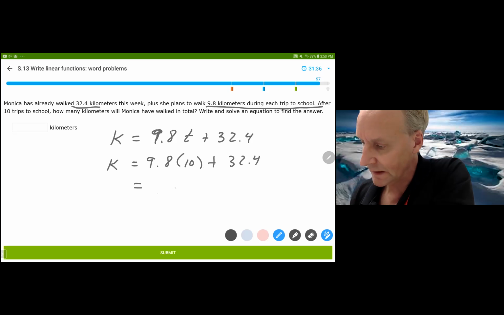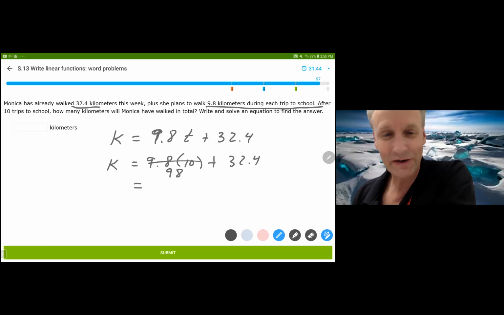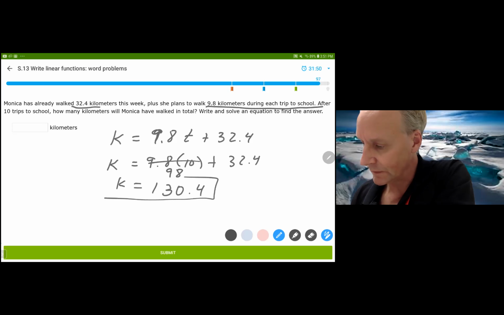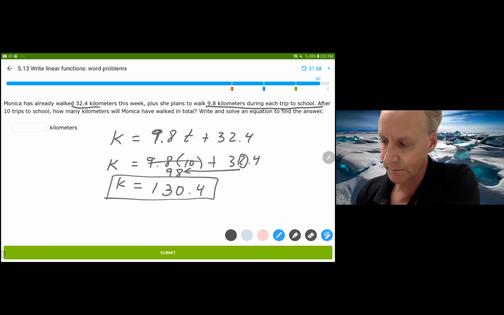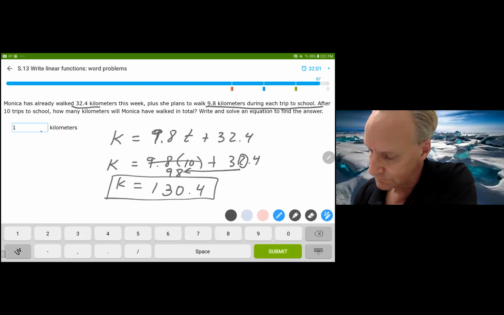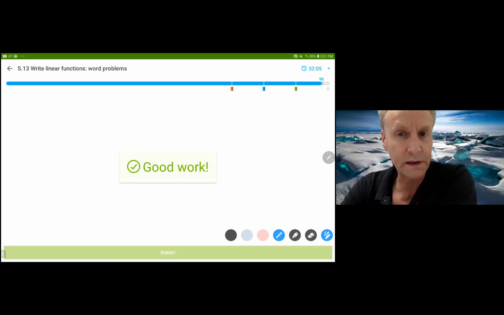That's going to be 98 plus 32.4. I'm just going to cross that out and put 98 right there. And put the 2 with this one. Can you do it? 130.4 is the number of kilometers walked if she goes 10 trips. All I did was take this 2 and put it with the 98, and that gave me 130.4. Assuming I didn't do anything silly.